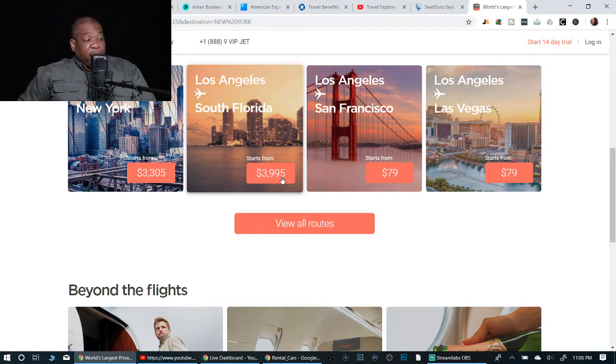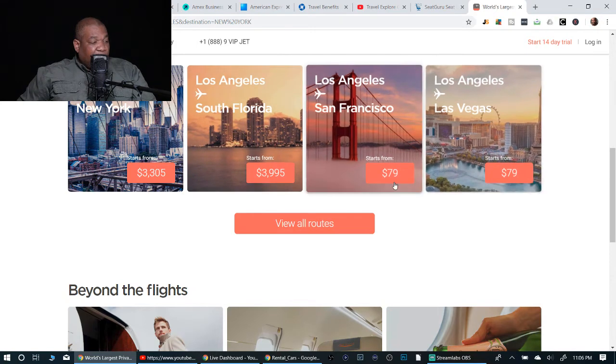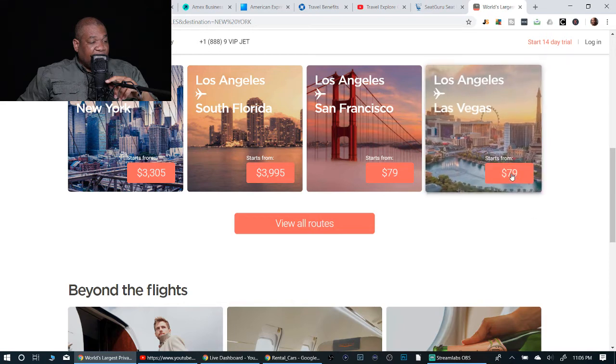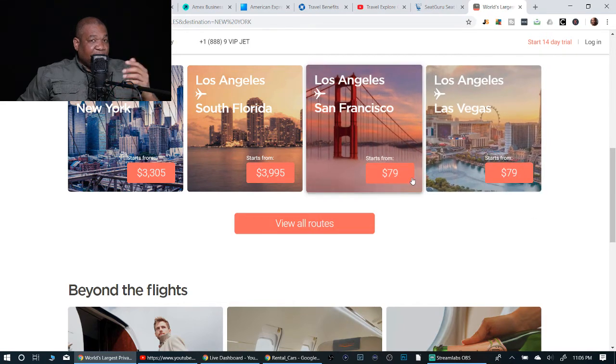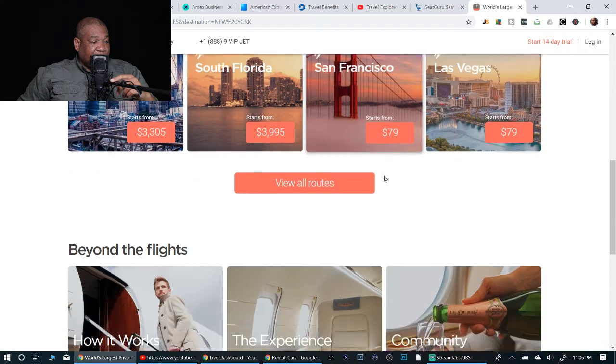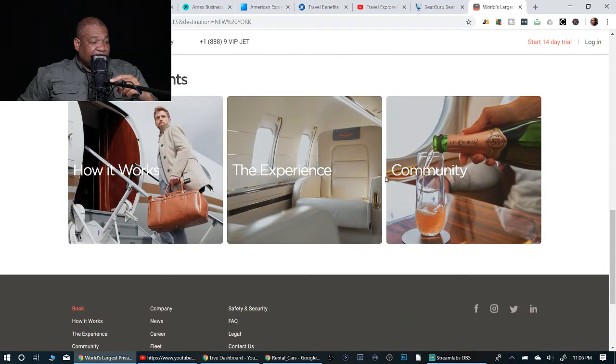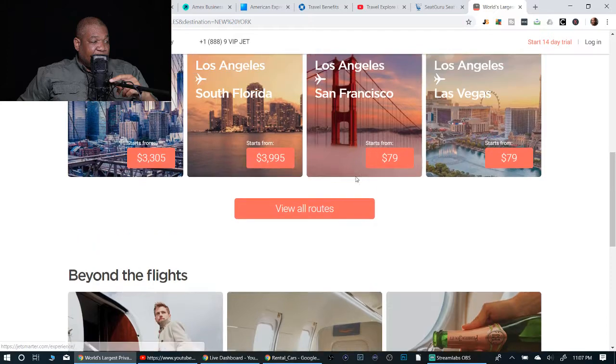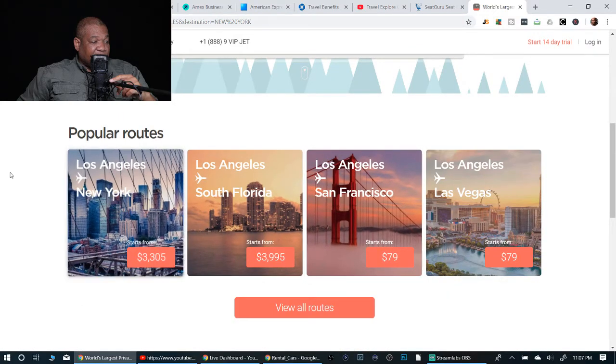Now, if I can do it with points, it would be nice. This flight looks good. Los Angeles to San Francisco, it's $79. That's not bad. Go to Vegas, $79. I'm thinking this is one way, probably not round trip, but that's not a bad experience. And it's nice. Look at that, you got your own little personal space there. So yeah, that's pretty nice.